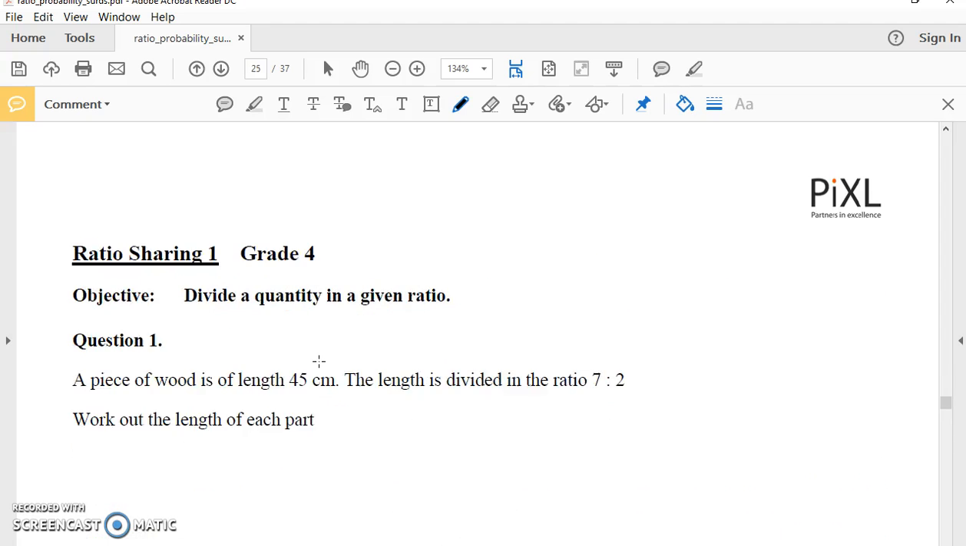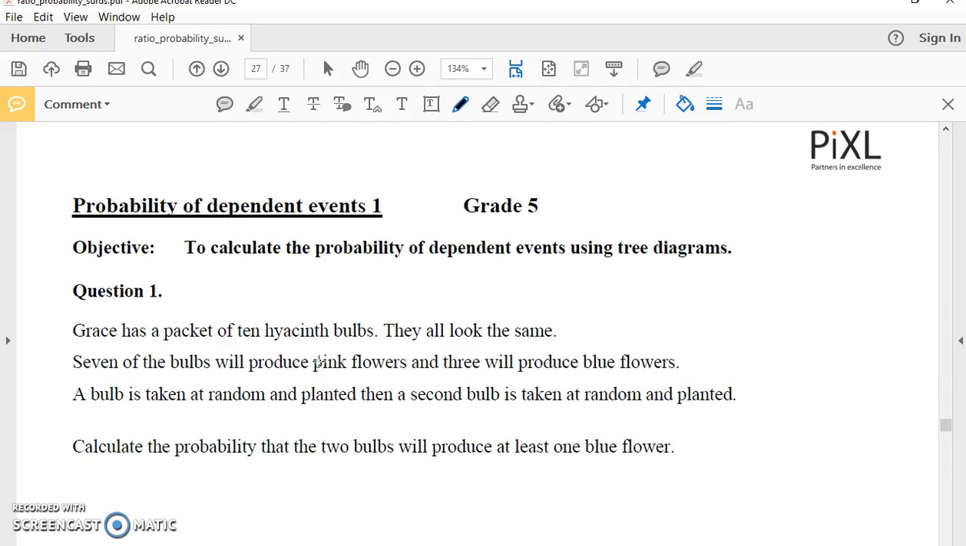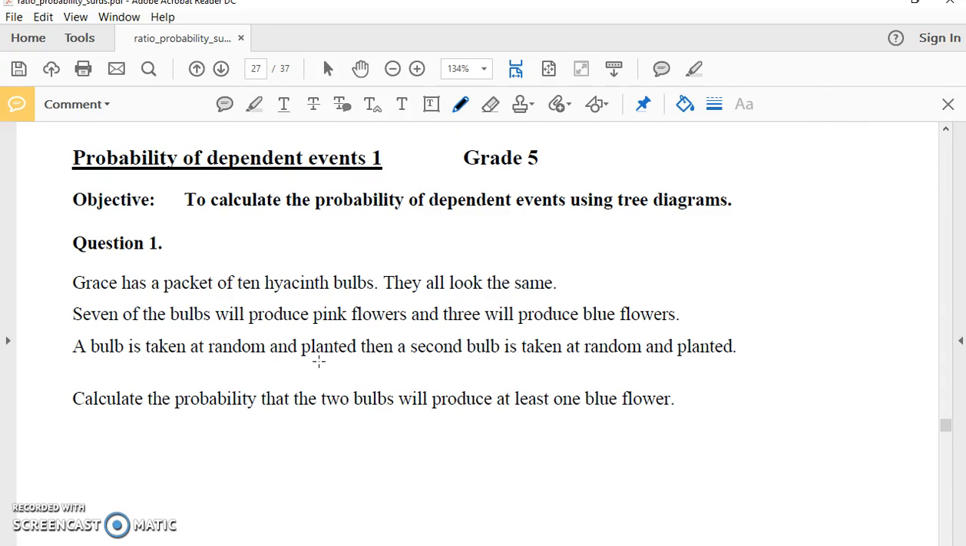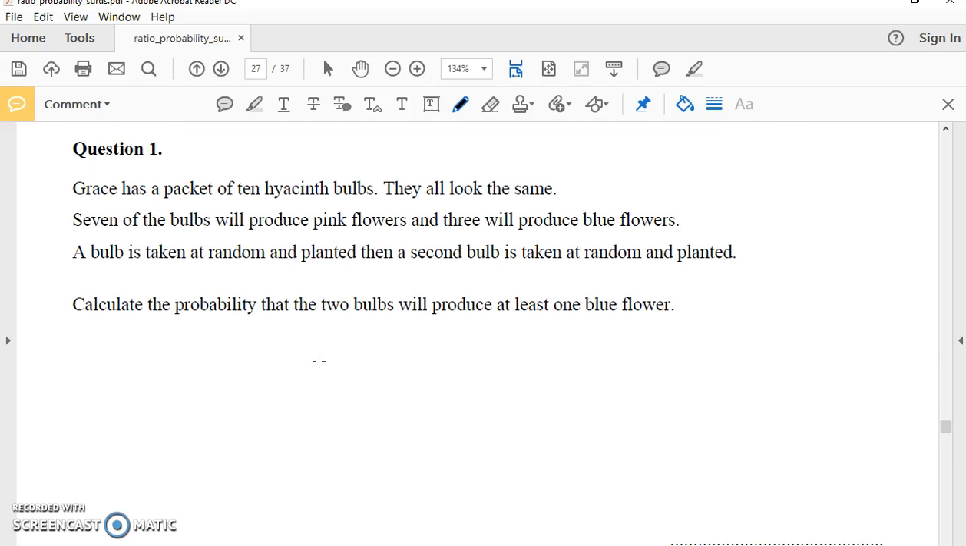Apparently I have a lot of ratio questions in here. There we go. Dependent events. Now, dependent events means that based on what happens in the first one, it will affect the second one. Now, generally that means I've taken one out of my sample size, so my denominator has to become smaller. So, if we look at this question here.